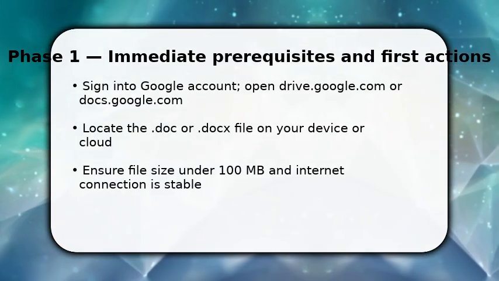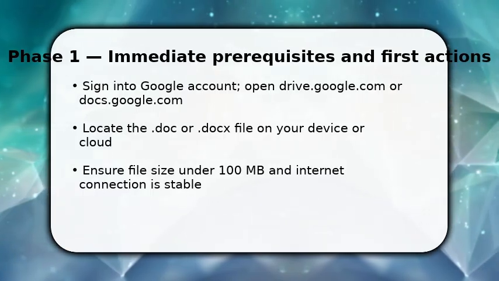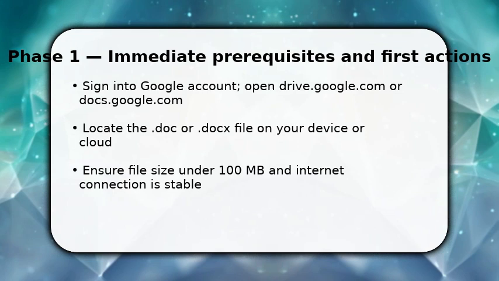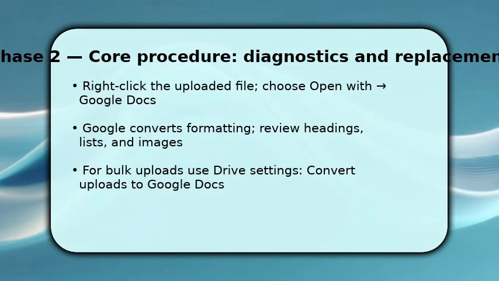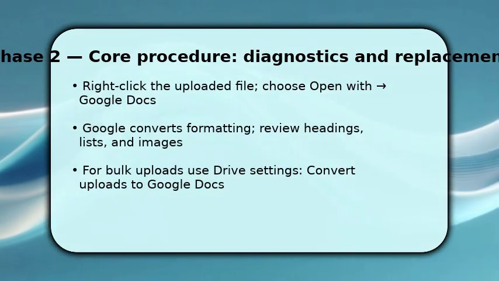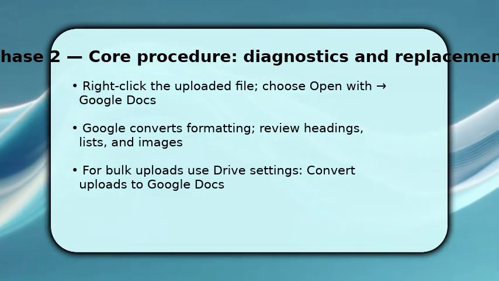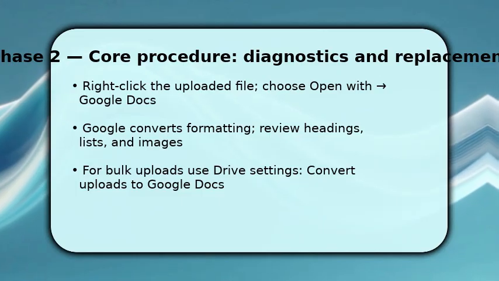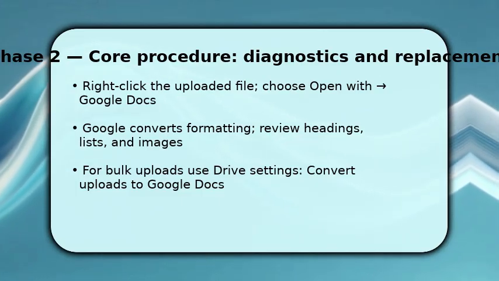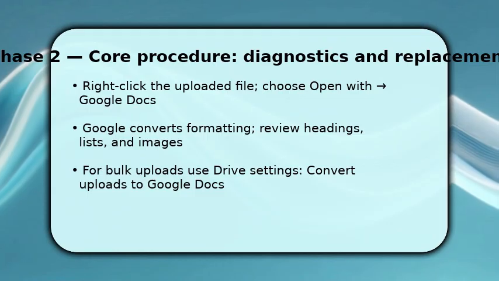You're initiating the transfer now, so watch the progress bar and do not close the browser until the upload completes. Once the upload finishes, right-click the Word file in Drive and choose Open with, then Google Docs. Google converts the document into an editable Docs format. This preserves most styles, but check headings, tables, and images.